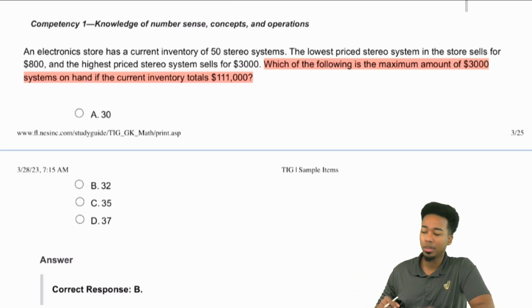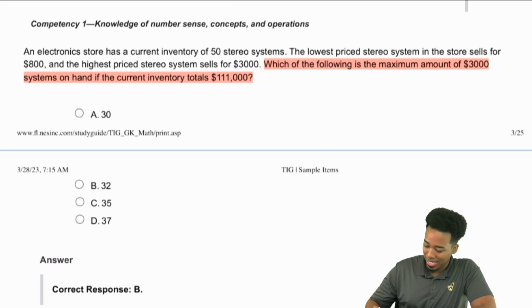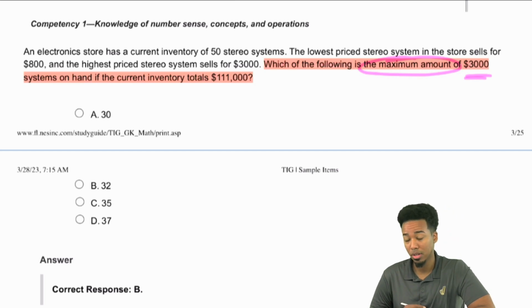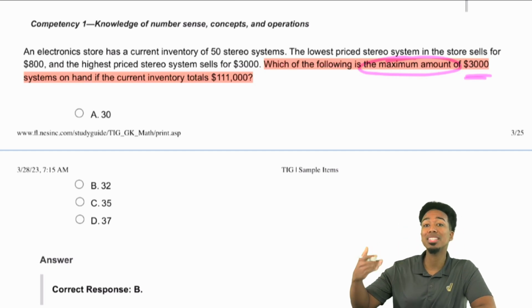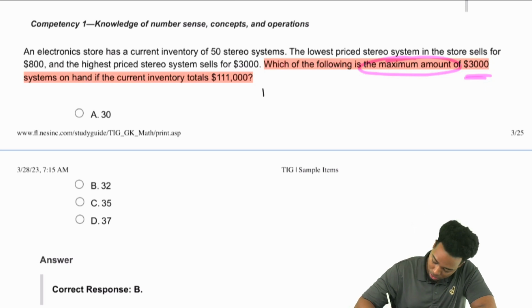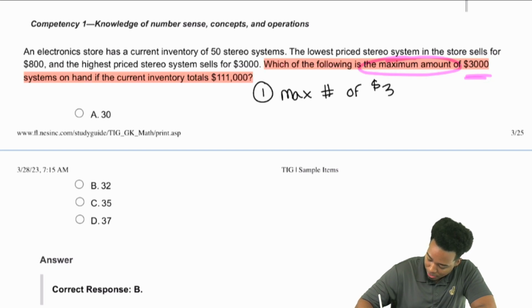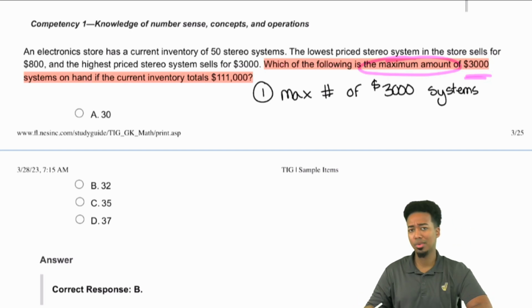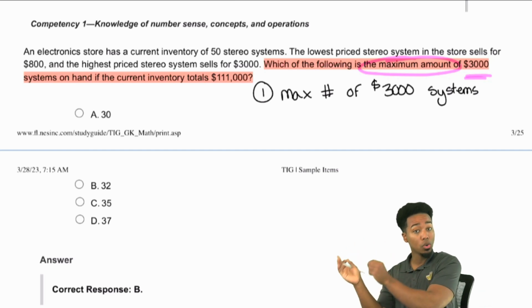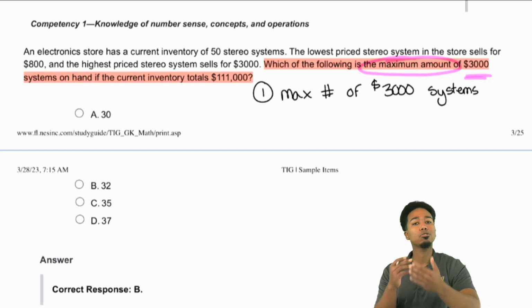One, it's a word problem, sure. But number two, because of the way the question's written, it could stir a little bit of confusion. So again, what we're looking for is the maximum amount of $3,000 systems, okay? So we want to know the most of these that we can have. Now, I don't know what that really means yet, but what we're going to do is read the information within the question to understand it.